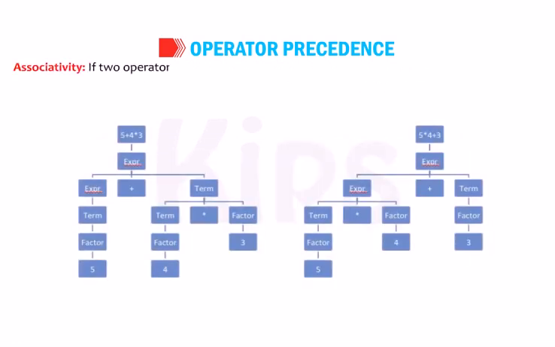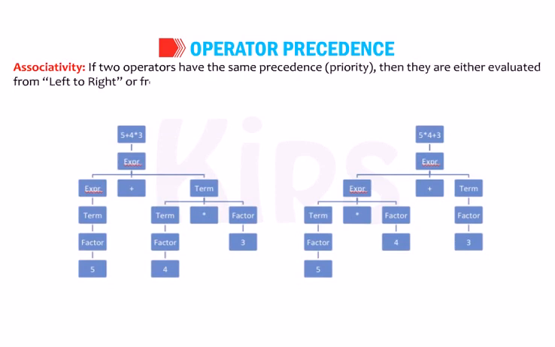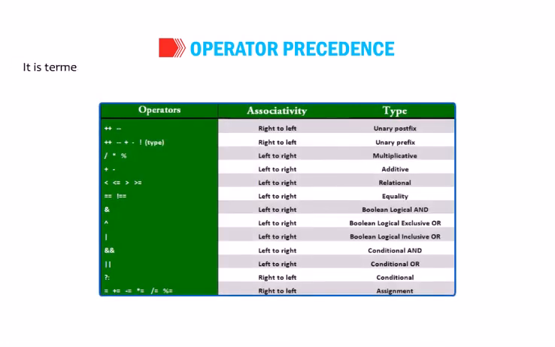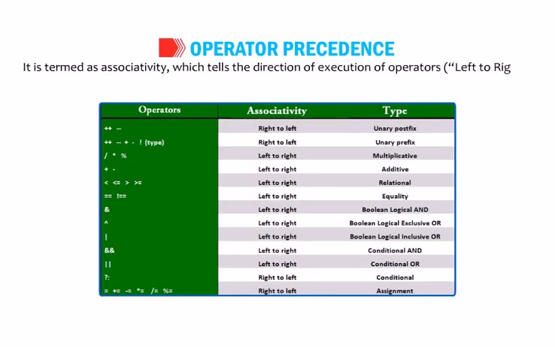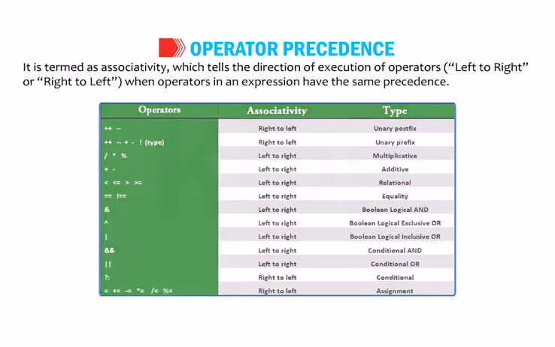Associativity. If two operators have the same precedence priority, then they are either evaluated from left to right or from right to left based on their level. It is termed as associativity, which tells the direction of execution of operators, left to right or right to left, when operators in an expression have the same precedence.